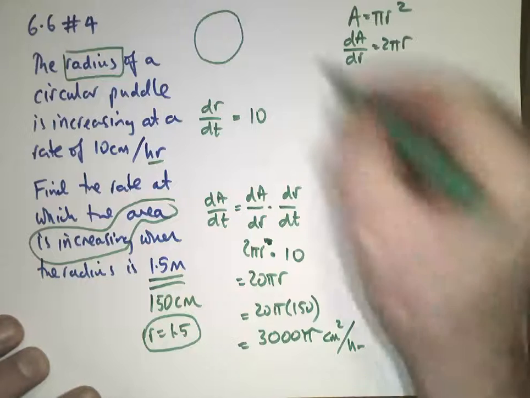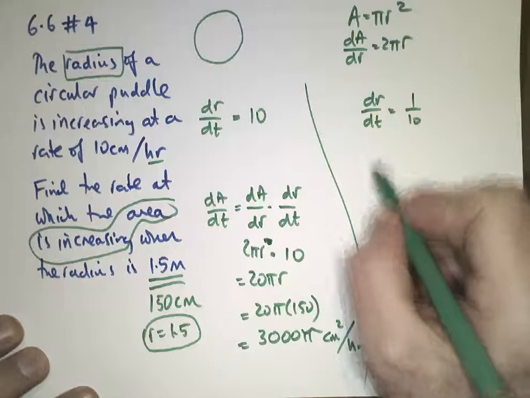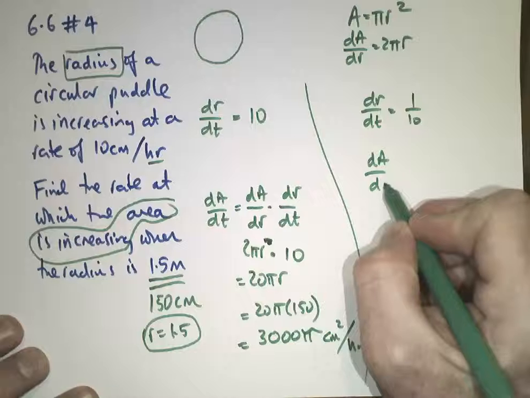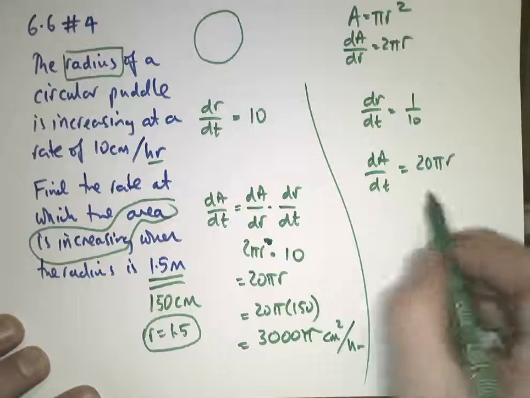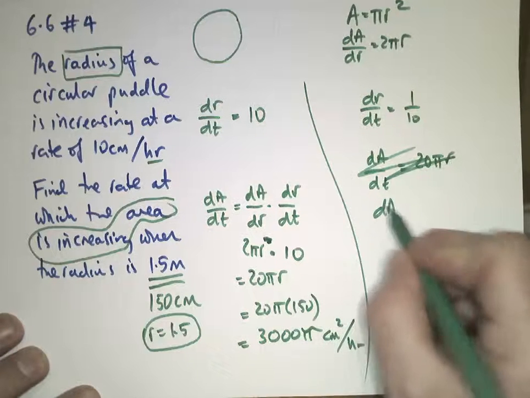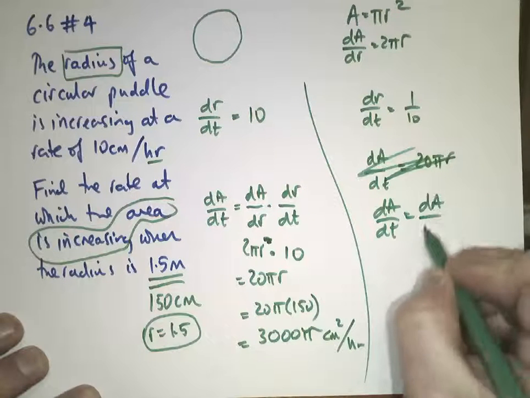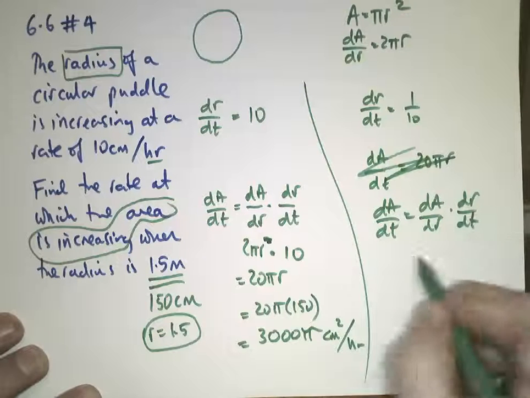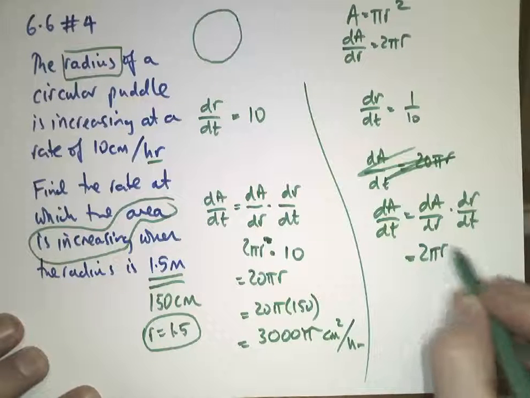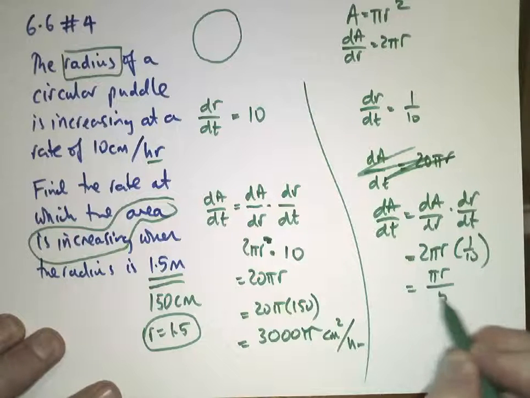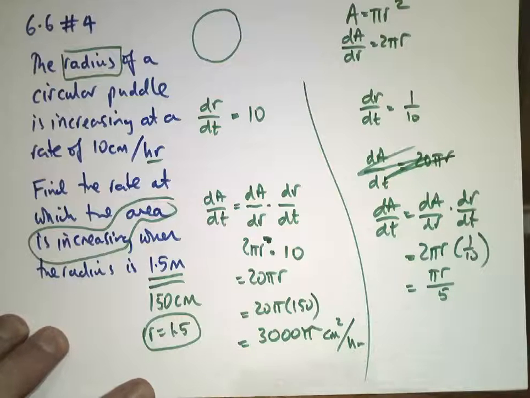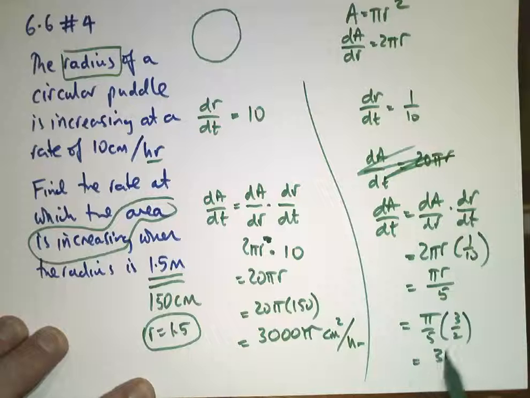And if I was doing it in meters, then I know that dA/dt equals dA/dr times dr/dt, and that's going to be 2 times pi times radius times 1/10, which is pi times radius on 5, and when the radius equals 3 on 2, it's going to be pi on 5 times 3 on 2, which will be 3 pi on 10 meters squared per hour.